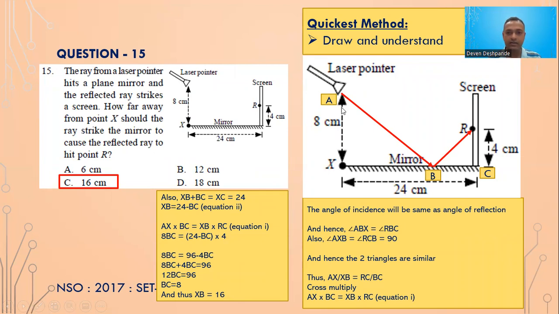Then what is AX? AX is 8. So 8 into BC is equal to, what is XB? XB is 24 minus BC, into RC. What is RC? RC is 4. So 8 BC is equal to 24 fours are 96 minus 4 BC. When minus 4 BC comes here, it will be plus 4 BC. 8 BC plus 4 BC is equal to 96. So 12 BC is 96. So BC is 8. And XB will be 24 minus 8, which is 16. So it has to strike at a distance of 16 so as to exactly reach point R.